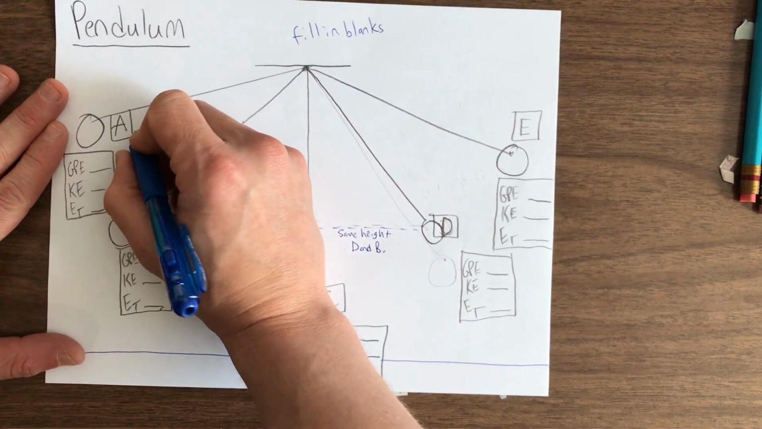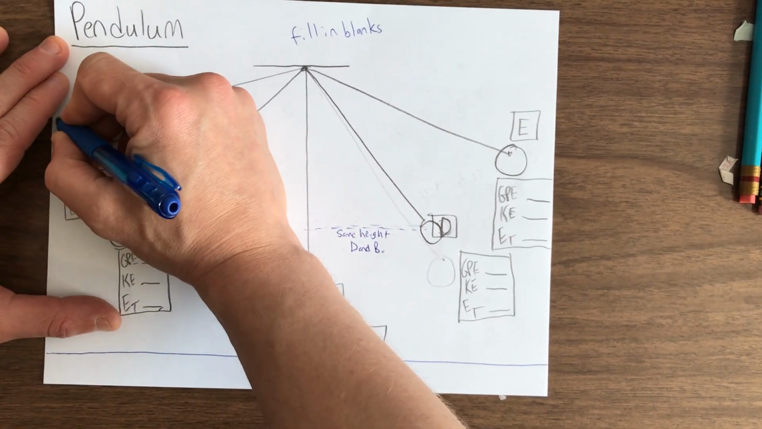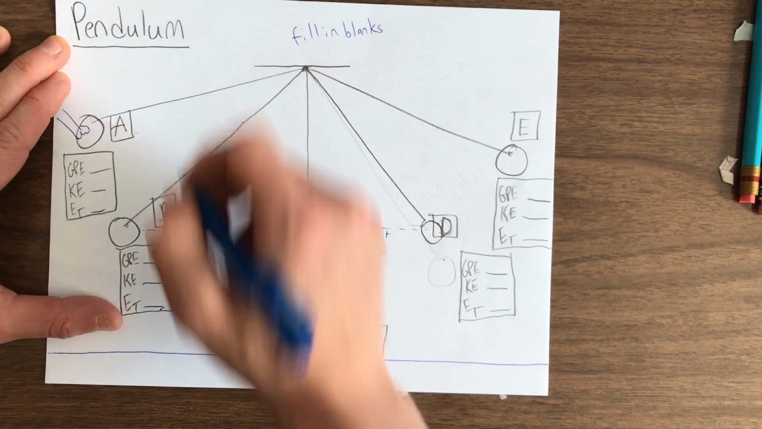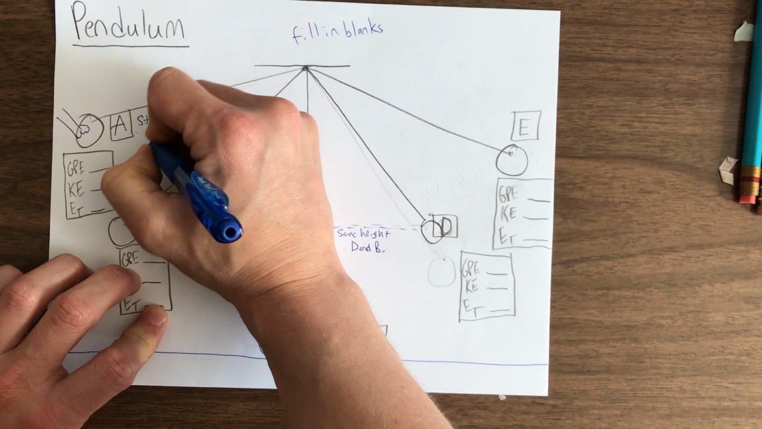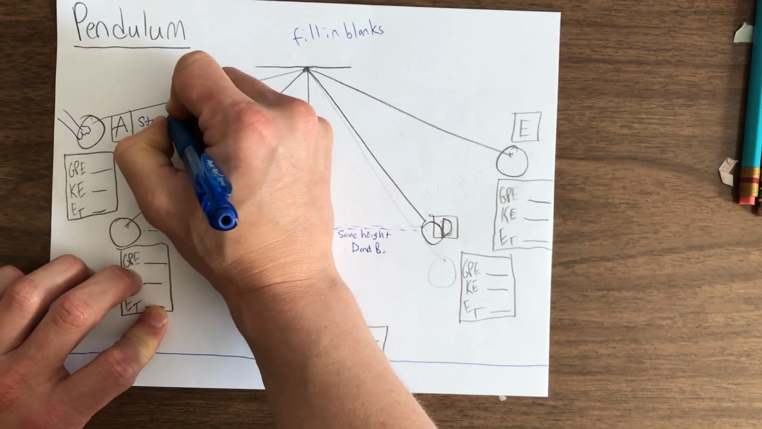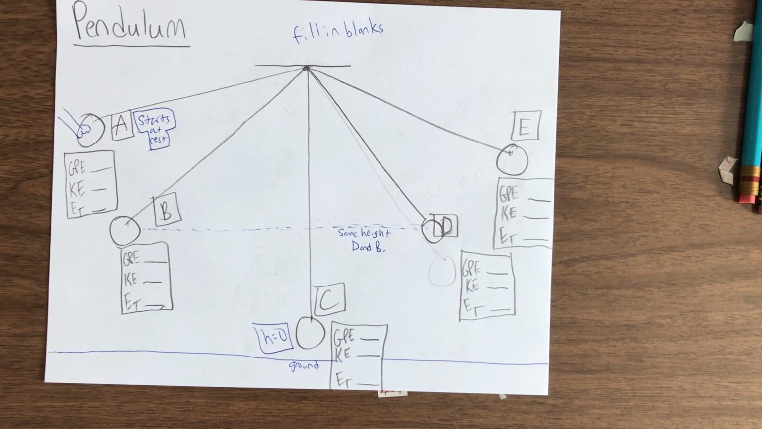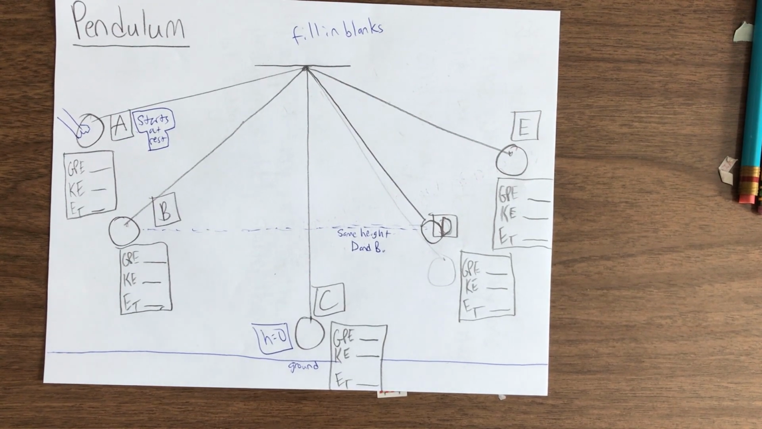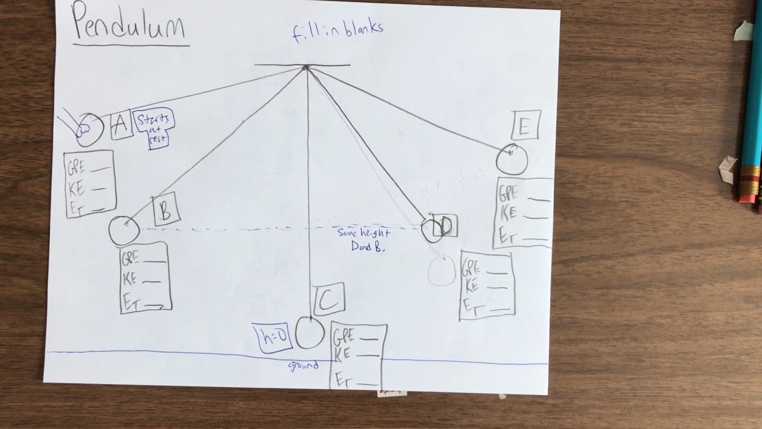And letter A here, we're going to say that's where the pendulum is released. Somebody's hand is holding it there, basically, and it starts at rest at that location, all right? And I'll pause real quick, and you could copy that down, and then we'll analyze it and fill in the blanks.